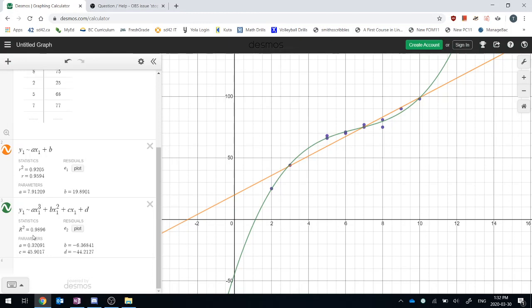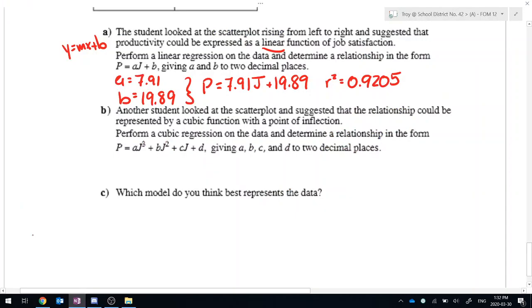Okay, so let's go enter these values into our homework here. So we had an a value to 2 decimal places, 0.32. We had a b value, negative 6.37. Our c value of 45.90. And a d value of negative 44.21.